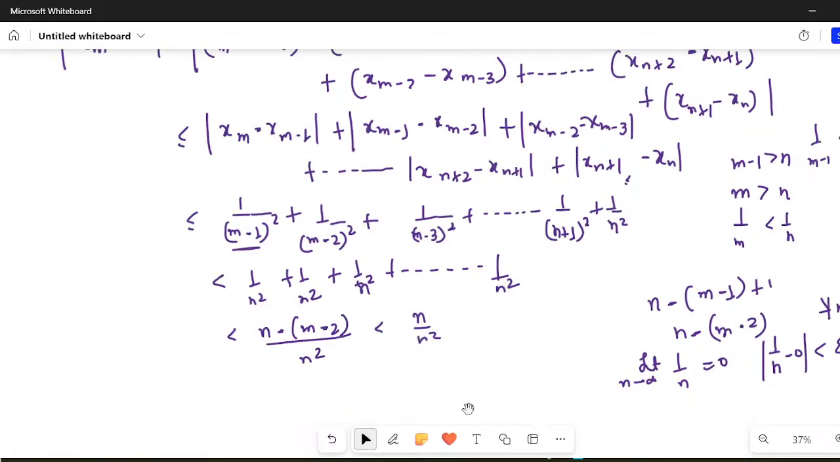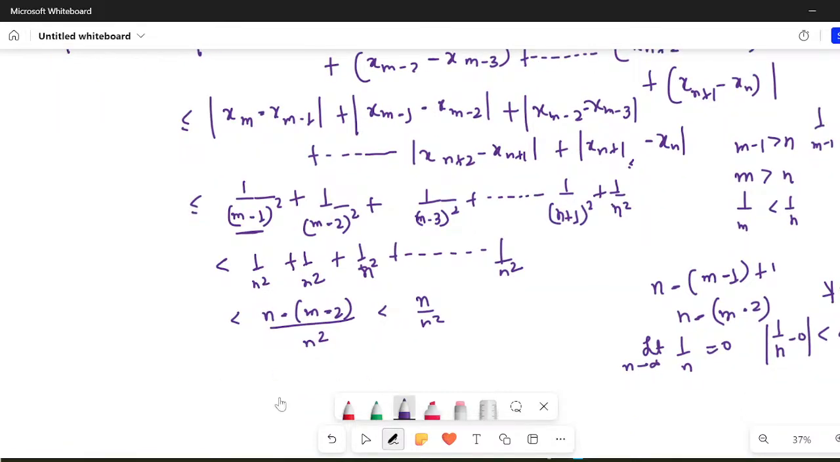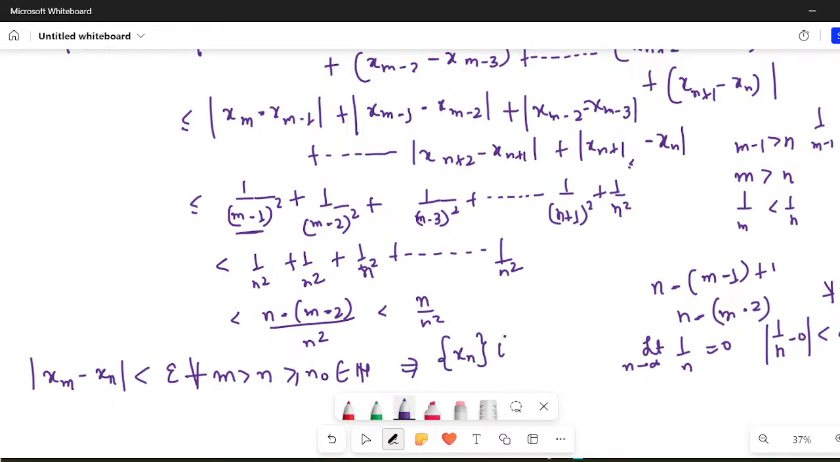So what does it imply? It implies that |x_m − x_n| can be made less than epsilon for all m greater than n greater than or equal to n naught, n naught belonging to the natural numbers, which implies x_n is a Cauchy sequence.